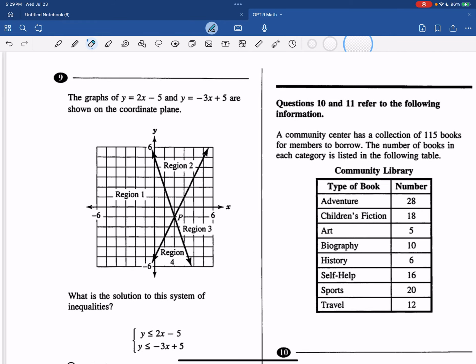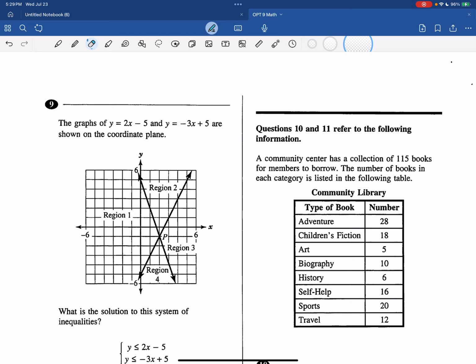Number 9 is one of those problems that I would take a guess on and keep on going. I would not leave it blank, but I would just pick one and hope for the best, because this one's going to take us some time. This is what I call a monster problem. It's definitely doable, but it is not easy.